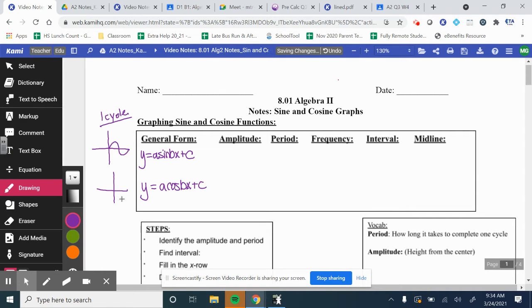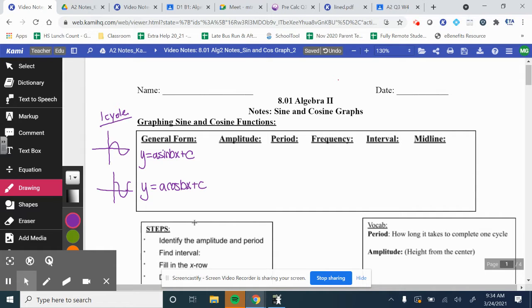If it's cosine, think cosine starts with a C, kind of looks like a C that has been rotated. So you can kind of see the C right here. So one cycle is just a U-shaped curve, or if it's negative, it would start down below the middle and then go up like a bell-shaped curve.